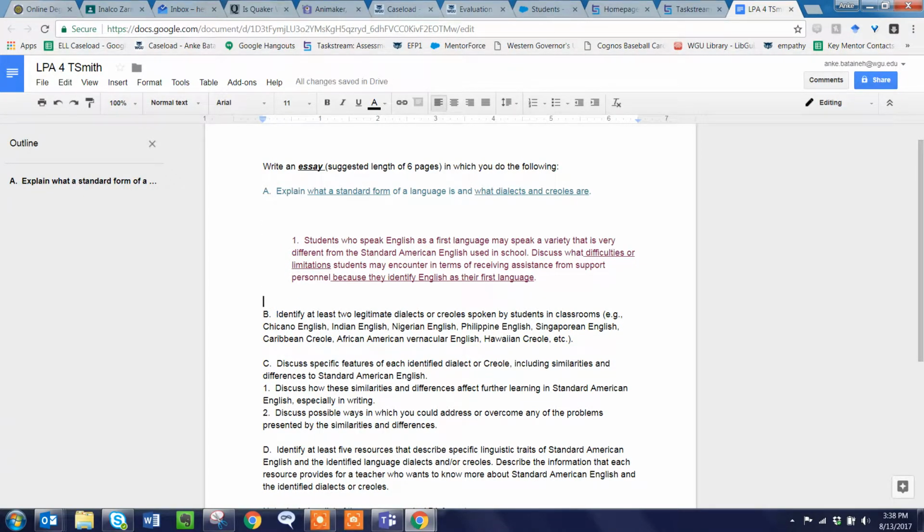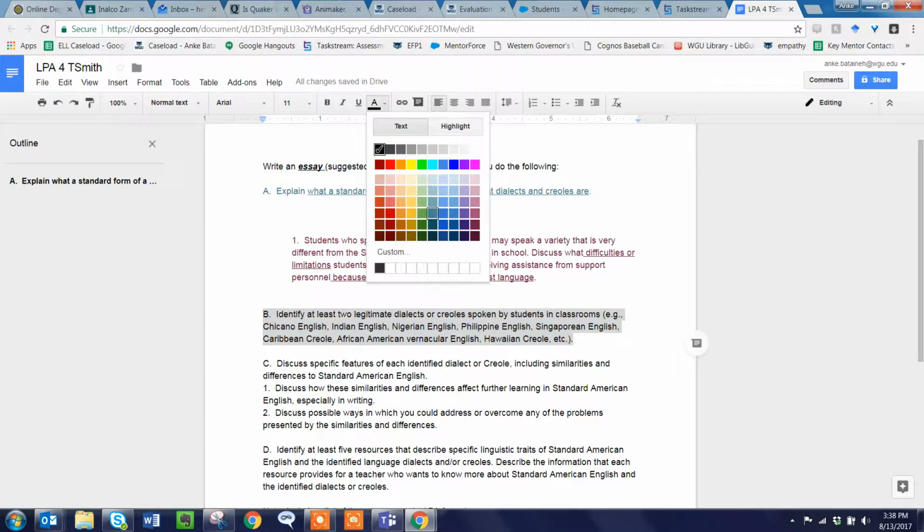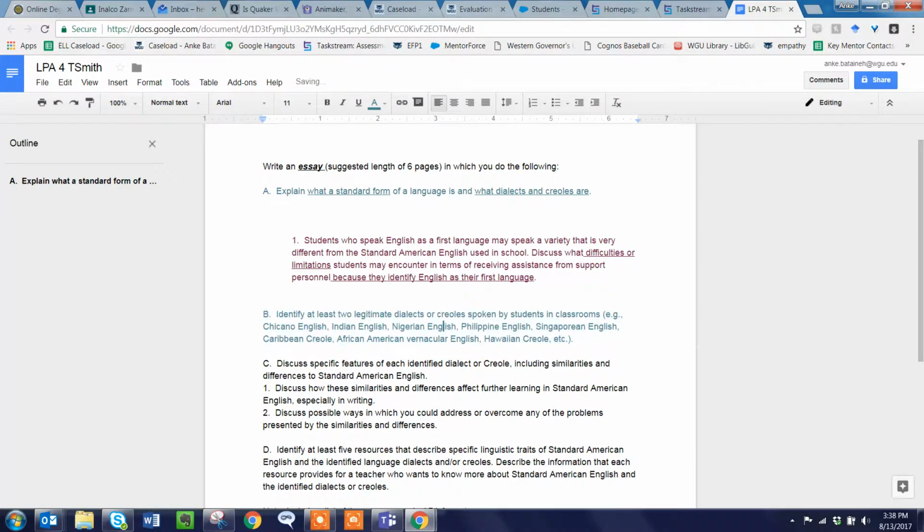And then now here's another main question. This one doesn't have any sub-questions, but I'm going to color code it like I did the other main question. So at least 2 legitimate dialects or creoles that are spoken by students in classrooms. They actually give you such a huge list that you don't even really need to think of any, but you could possibly think of others. And so this is the whole section.